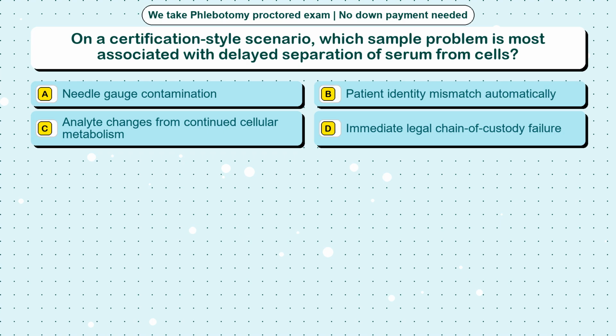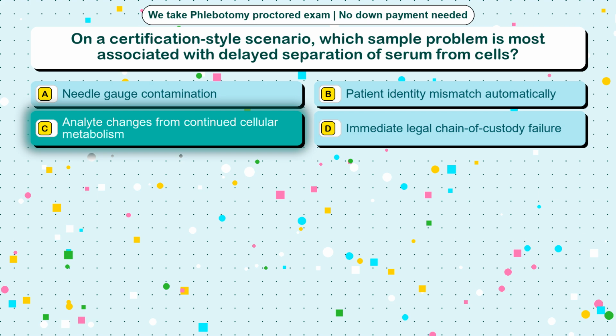Question 1. On a certification-style scenario, which sample problem is most associated with delayed separation of serum from cells? Option A. Needle gauge contamination. Option B. Patient identity mismatch automatically. Option C. Analyte changes from continued cellular metabolism. Option D. Immediate legal chain of custody failure.